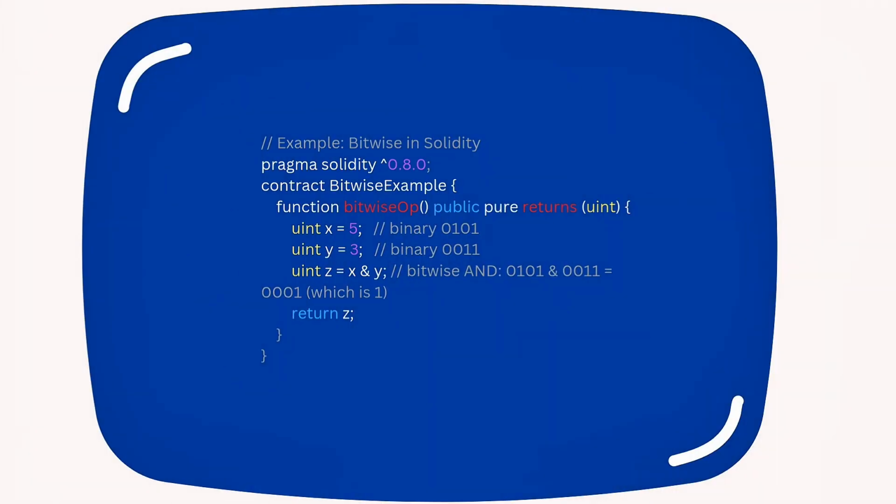Here, 5 and 3 compared using the bitwise AND operation produce the result 1. This happens because in binary form, 5 is written as 0101, and 3 is written as 0011. Only the last bit is 1 in both numbers. So the final result is 0001, which equals 1 in decimal form.